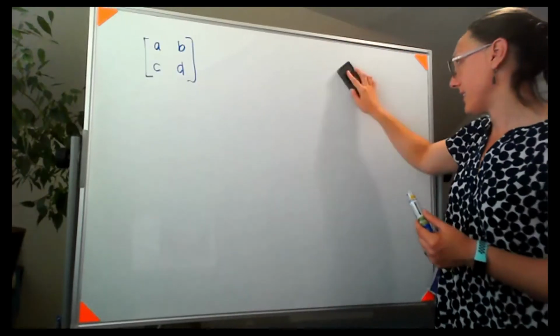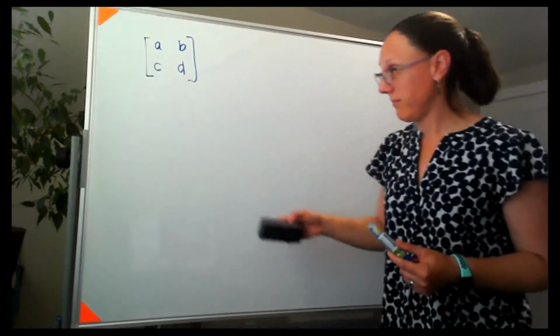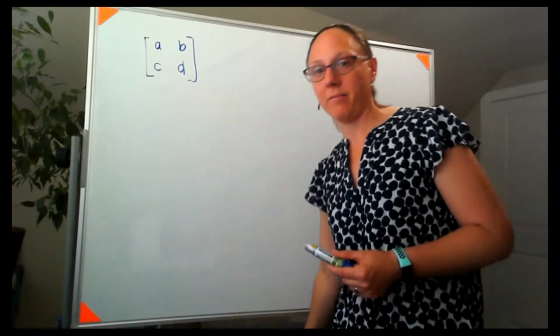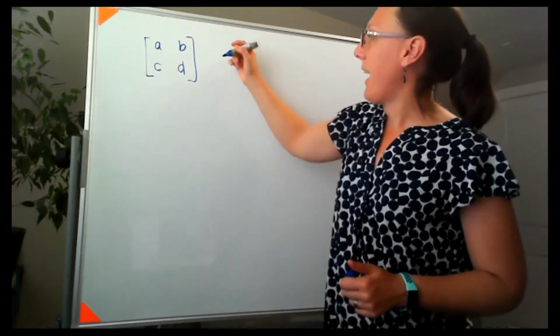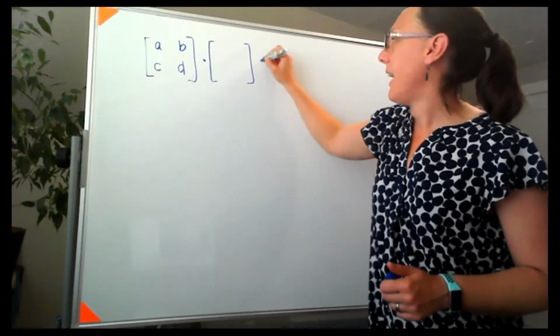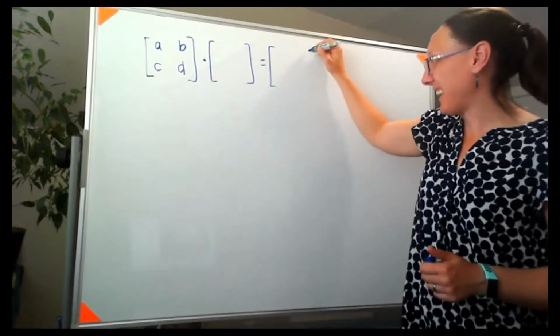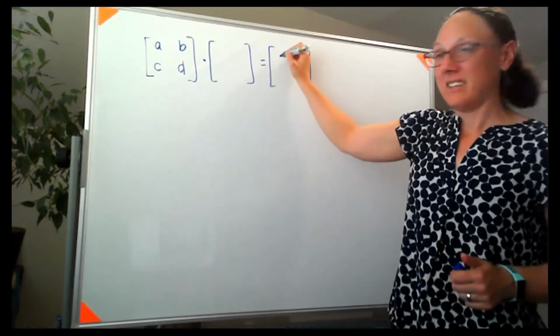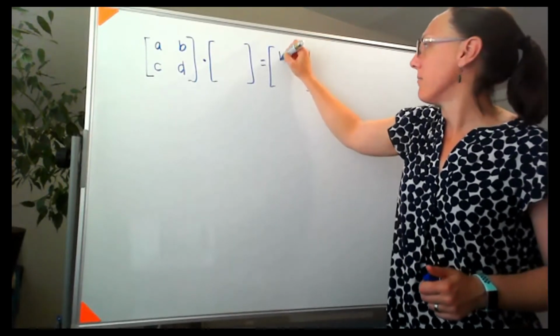So I'm going to take this matrix here, and I need to multiply that by something, and I need to get back the identity matrix.